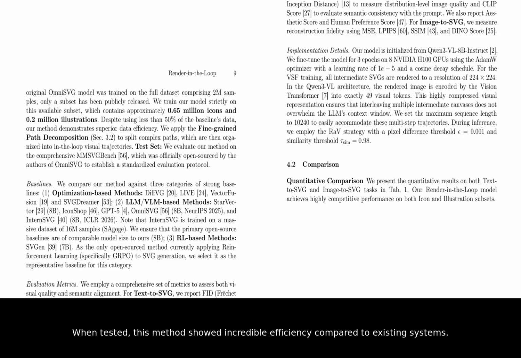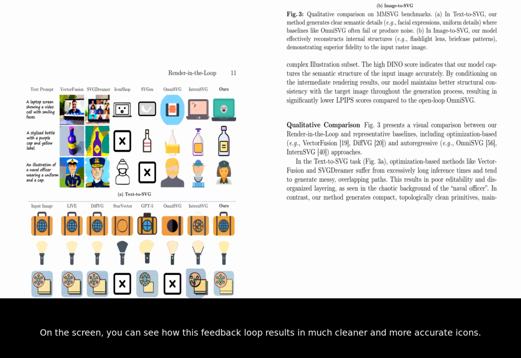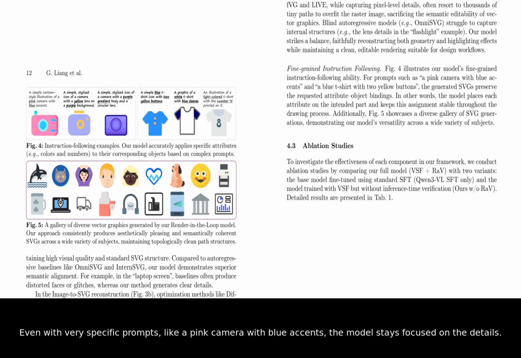When tested, this method showed incredible efficiency compared to existing systems. Remarkably, it outperformed models trained on 20 times more data simply because it used its visual senses more effectively. On the screen, you can see how this feedback loop results in much cleaner and more accurate icons. For example, faces on a laptop screen or complex tools like flashlights are rendered with much higher fidelity. Even with very specific prompts, like a pink camera with blue accents, the model stays focused on the details.